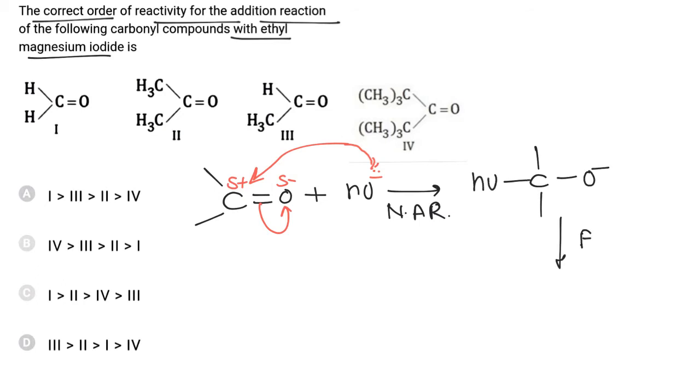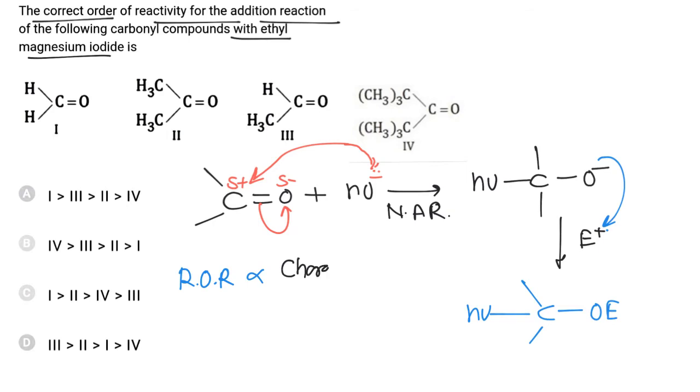Now in second step, electrophile will combine with this negative charge, so it will be converted to this molecule. Now the rate of reaction depends on two factors. First, on magnitude of positive charge on carbonyl carbon. Higher the positive charge on carbonyl carbon, higher will be reactivity, and it is inversely proportional to crowding.